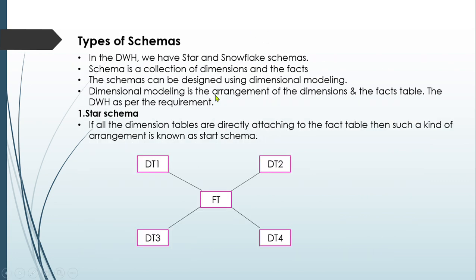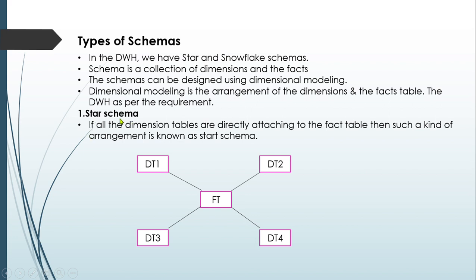We'll understand about types of schemas. In the data warehouse, we have two types of schemas available. We have star schema and snowflake schema. Schema is a collection of dimensions and facts. The schemas can be designed using dimensional modeling. First, we'll understand what is dimensional modeling. Dimensional modeling is the arrangement of the dimensions and the facts based on the requirement.